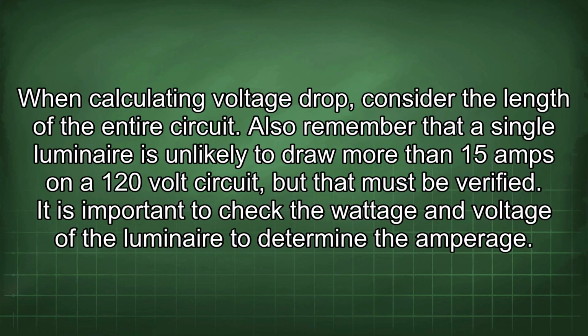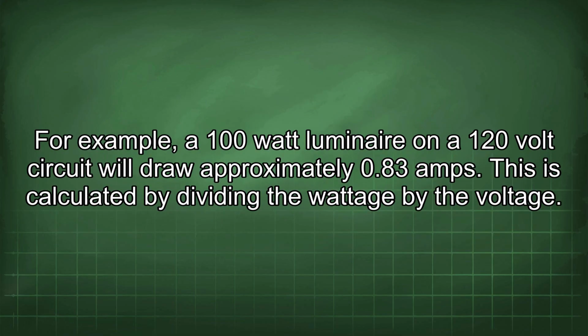When calculating voltage drop, consider the length of the entire circuit. Also remember that a single luminaire is unlikely to draw more than 15 amps on a 120-volt circuit, but that must be verified. It is important to check the wattage and voltage of the luminaire to determine the amperage. For example, a 100-watt luminaire on a 120-volt circuit will draw approximately 0.83 amps. This is calculated by dividing the wattage by the voltage.